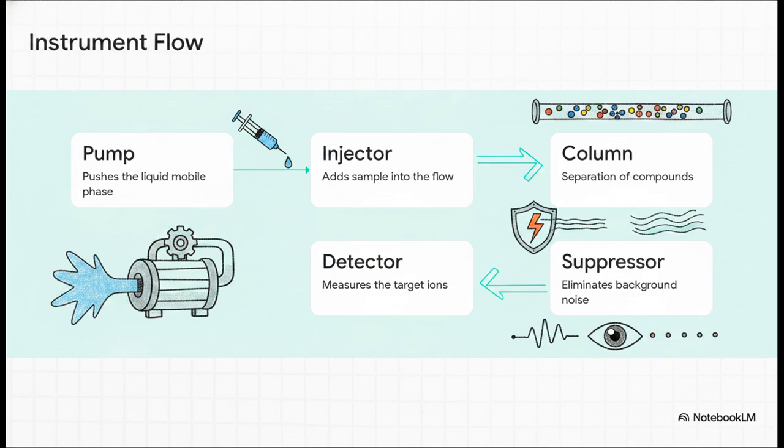Let's quickly map out the physical flow of the instrument in your mind. We start with the pump pushing the liquid, then the injector adding our sample, and the column where the actual separation happens. But right before the liquid hits the conductivity detector, it passes through a device called a suppressor. This right here is our technological hero.